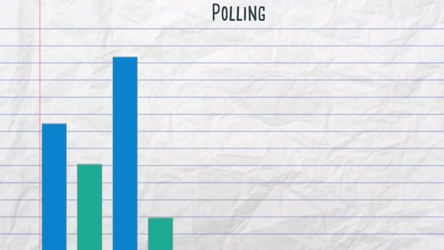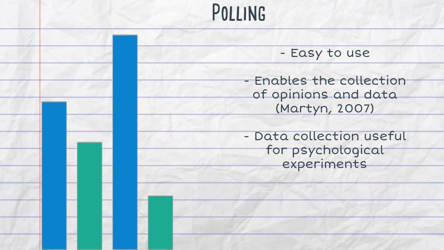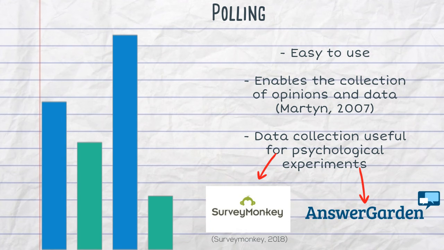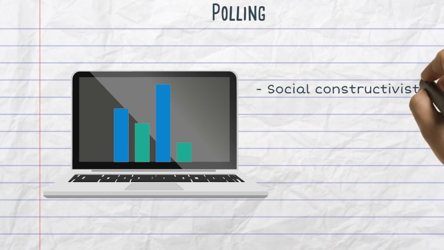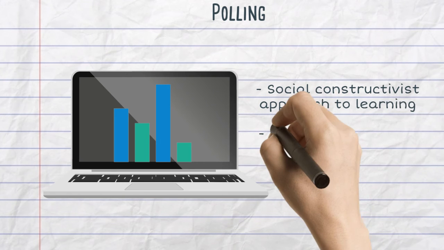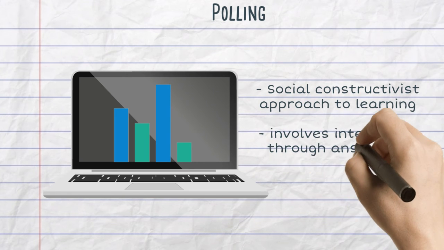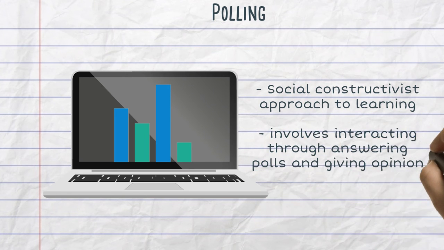Polling is another tool which I have found useful for psychology students. Thanks to websites such as SurveyMonkey and Answer Garden, students are able to create their own polls online which can be answered by clicking a link. Polling is an easy way for students to collect opinions and data which could be useful if running a psychological experiment. Polling is a tool which uses the social constructivist approach to learning as students are interacting through answering others' polls and sharing their opinion.